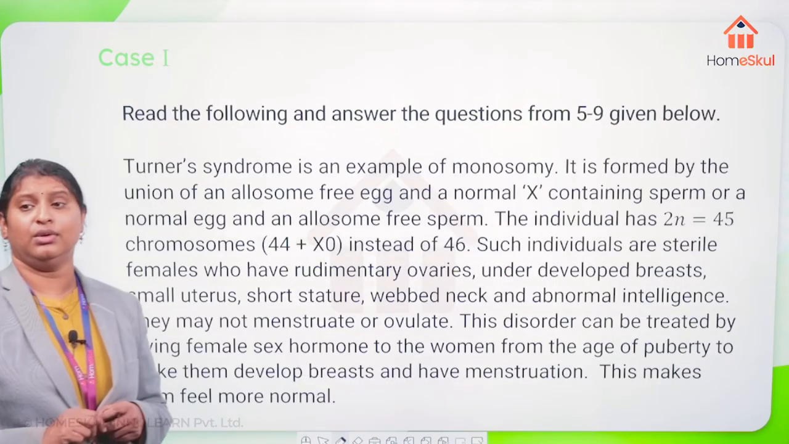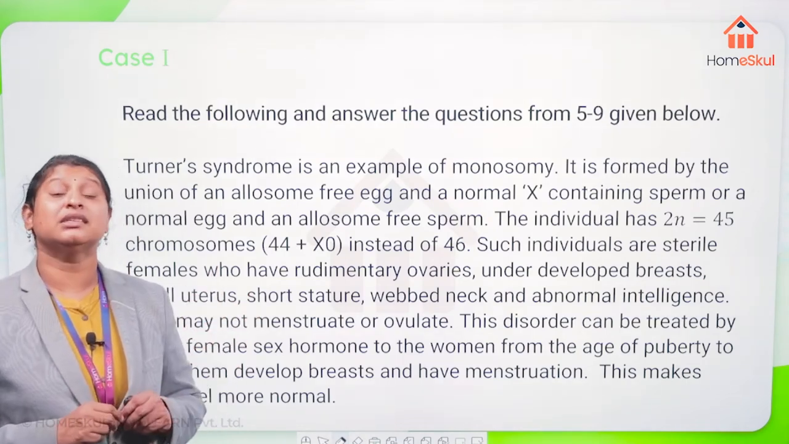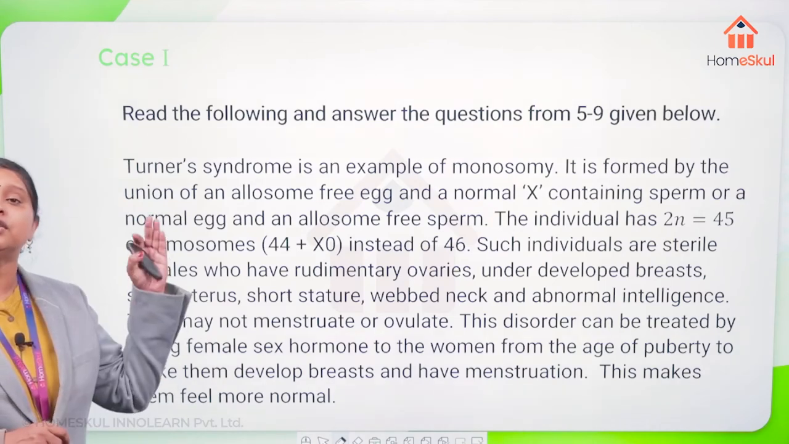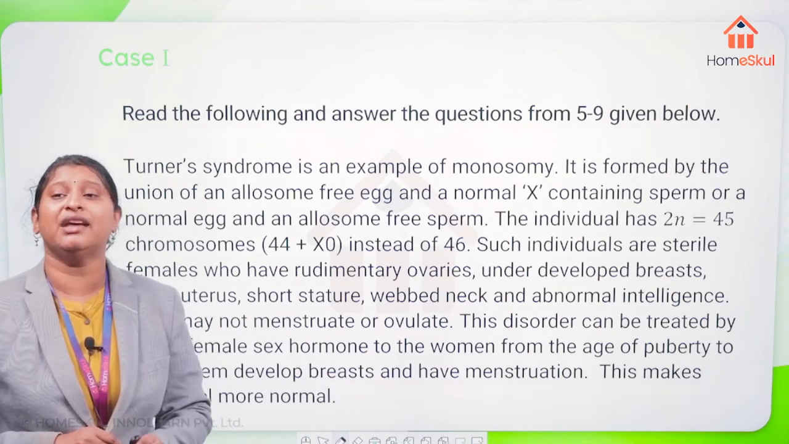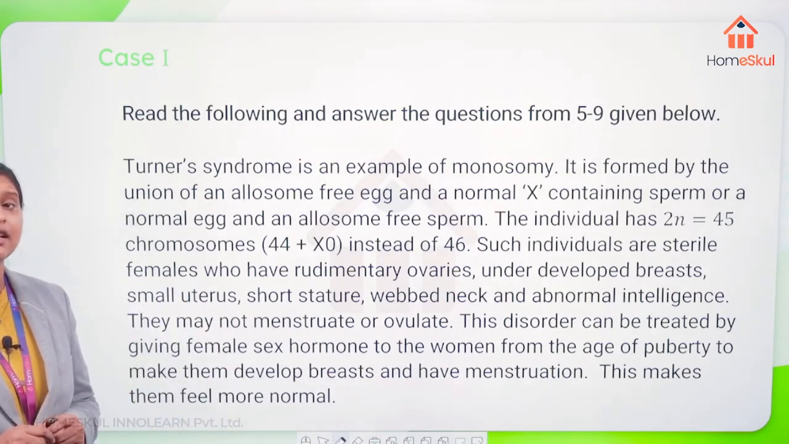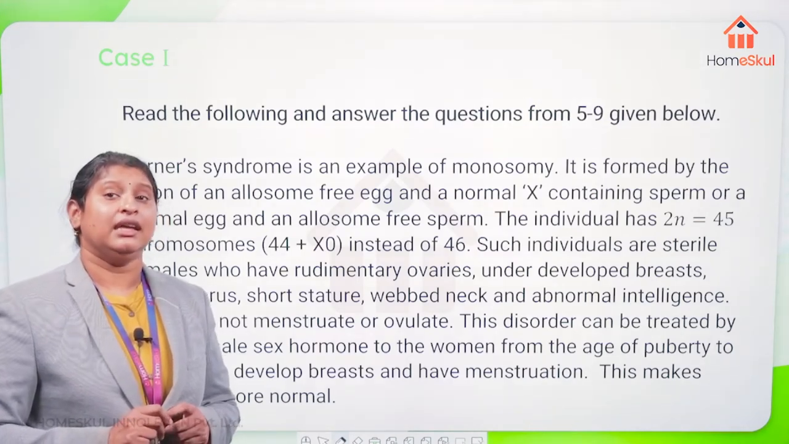Now let's move into the next type of question, that is case study. There is a passage. We are going to read the passage, and based on this passage, some questions will be there. We have to answer them. Read the following and answer the questions from 5 to 9 given below.